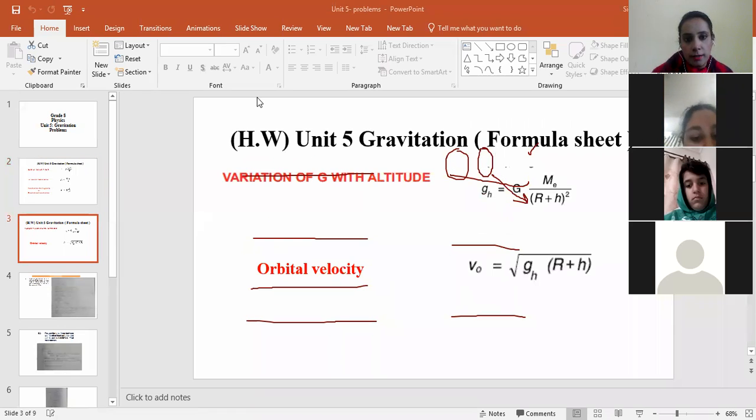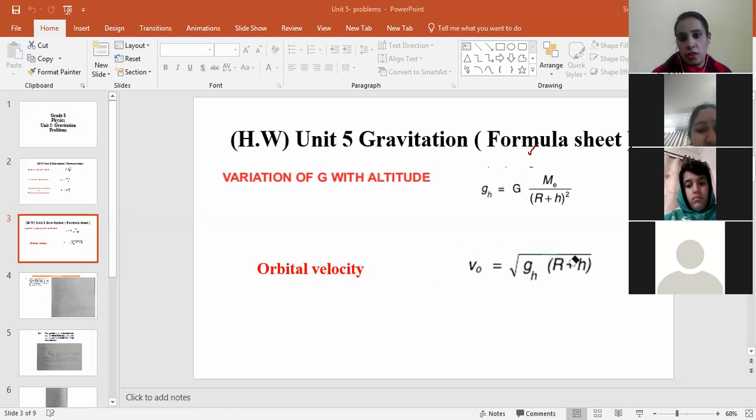Then the other formulas are variation of g with altitude, which is given by gh equals capital G Me by (r plus h) whole square. So if you have to find the value of g at an altitude, you use this formula. But in some problems, you have to calculate the small h, right? So you can just shift h over here and arrange this equation to find the value of h. So whenever you need to find the altitude, you can also use the same formula.